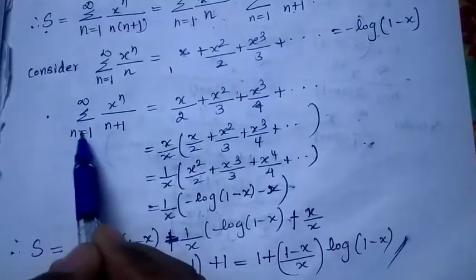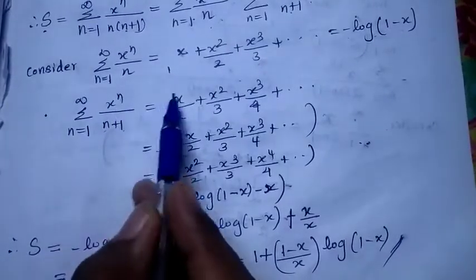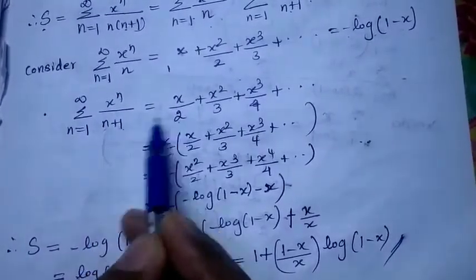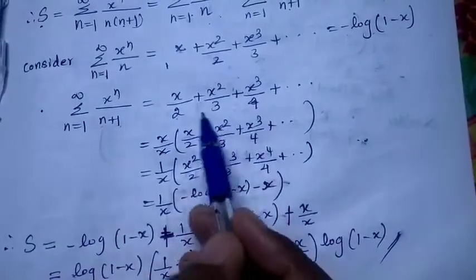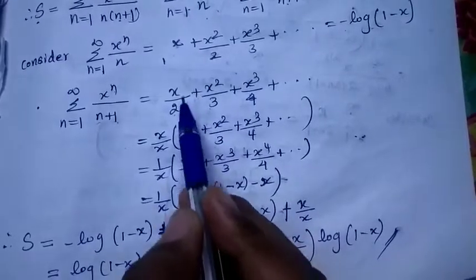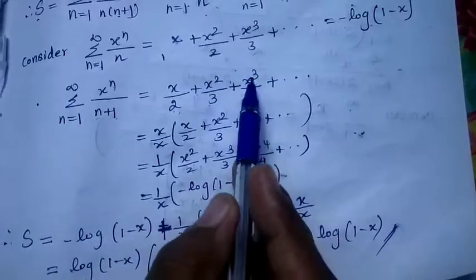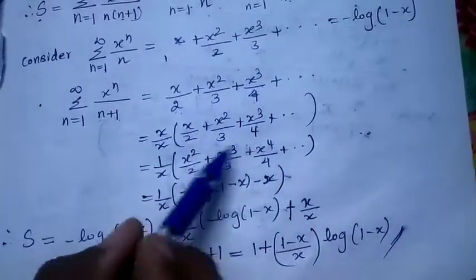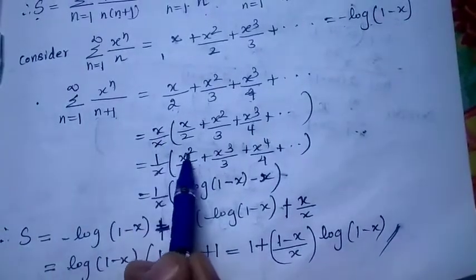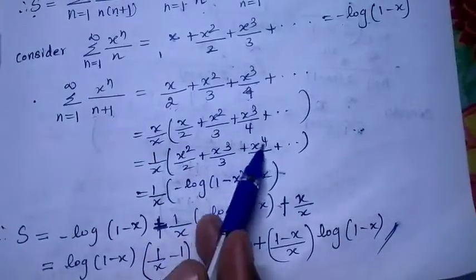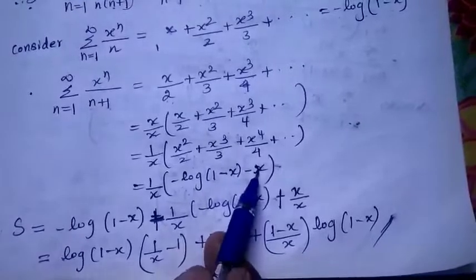Similarly, consider summation n equal to 1 tends to infinity x power n by n plus 1. So substitute n equal to 1, what you get? x by 1 plus 1 is 2. Substitute n equal to 2, you'll get x power 2 divided by 2 plus 1 is 3. So it is going like this. But we have the formulas x square by 2, x power 3 by 3, x power 4 by 4. Which means one x is missing. So what I am going to do is multiply and divide by x. So you will get x square by 2 plus x cube by 3 plus x power 4 by 4.